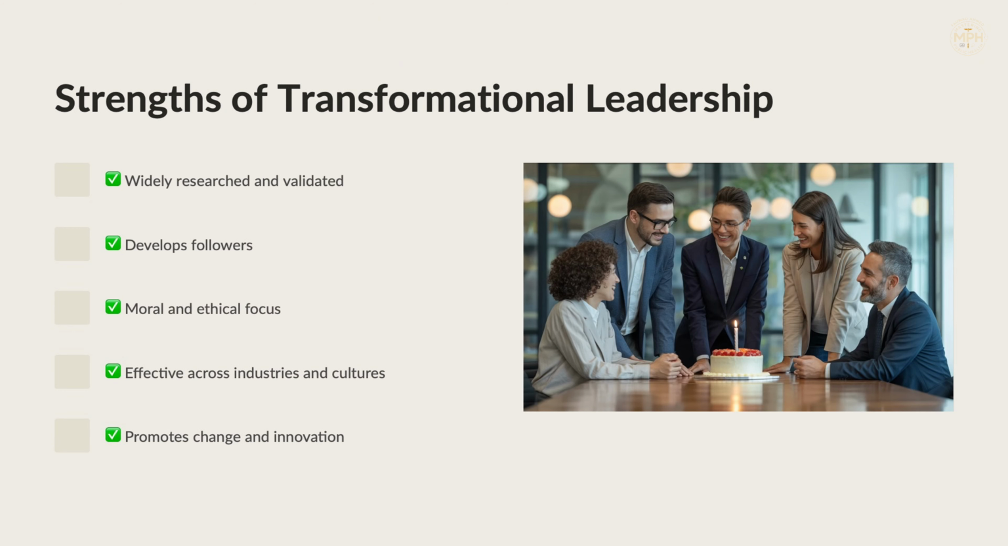Strengths of transformational leadership. Widely researched. One of the most validated leadership models in the field. Process focused. Emphasizes how leaders can develop others over time. Moral dimension. Encourages leaders to act in the interest of followers and society. Applicable across levels. Effective in schools, hospitals, nonprofits, and businesses. Encourages innovation, especially valuable during times of uncertainty or change.